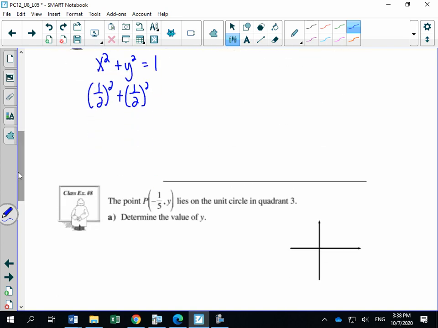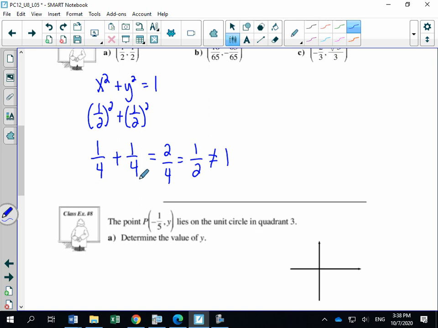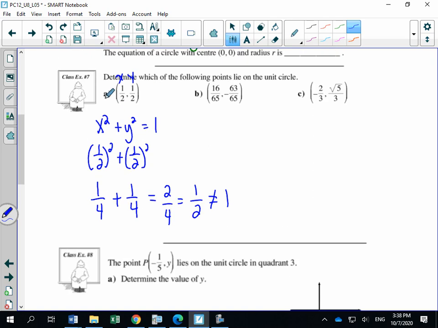When I square 1 over 2, I get 1 over 4. If I add a quarter plus a quarter, I get 2 over 4, which reduces to 1 over 2. That is not equal to 1. So this point is not on the unit circle. Okay, let's look at the next point.